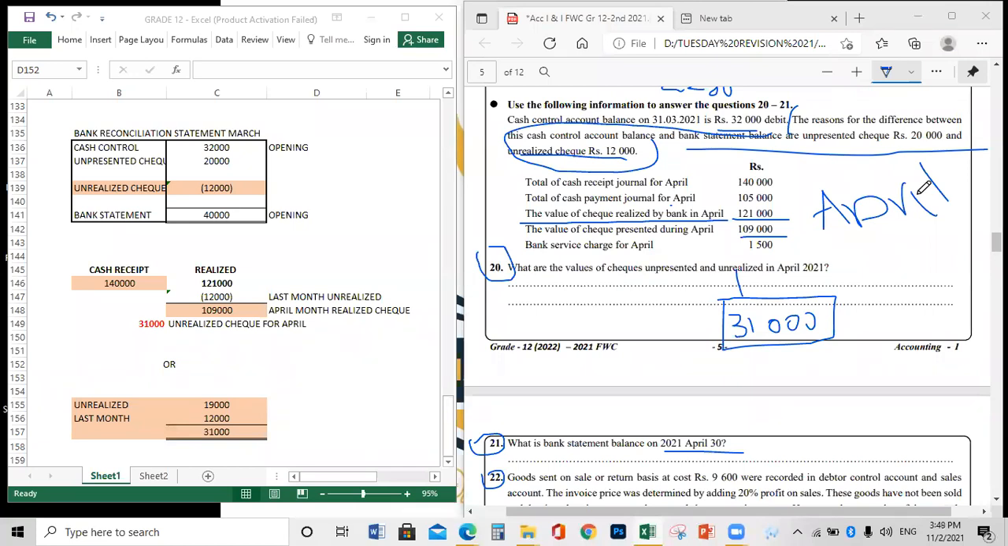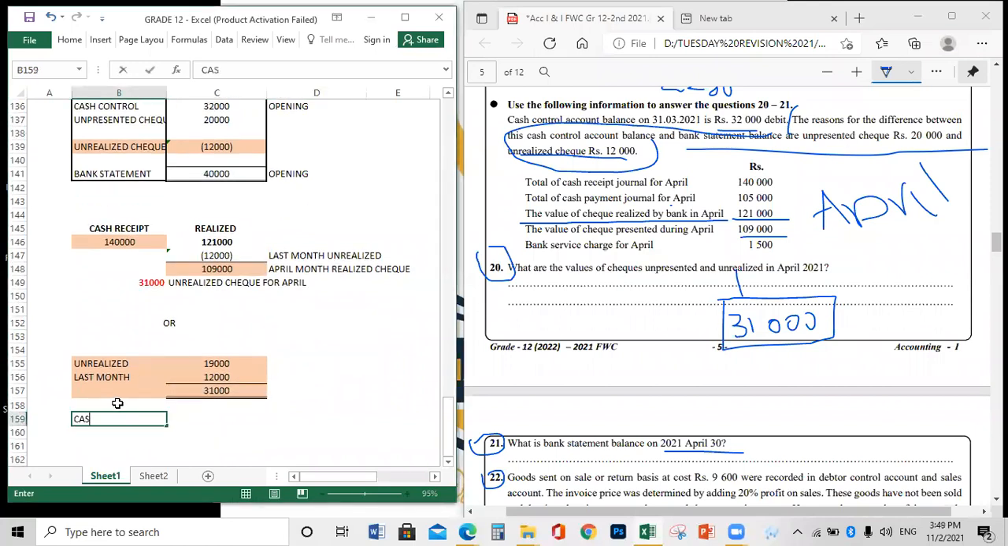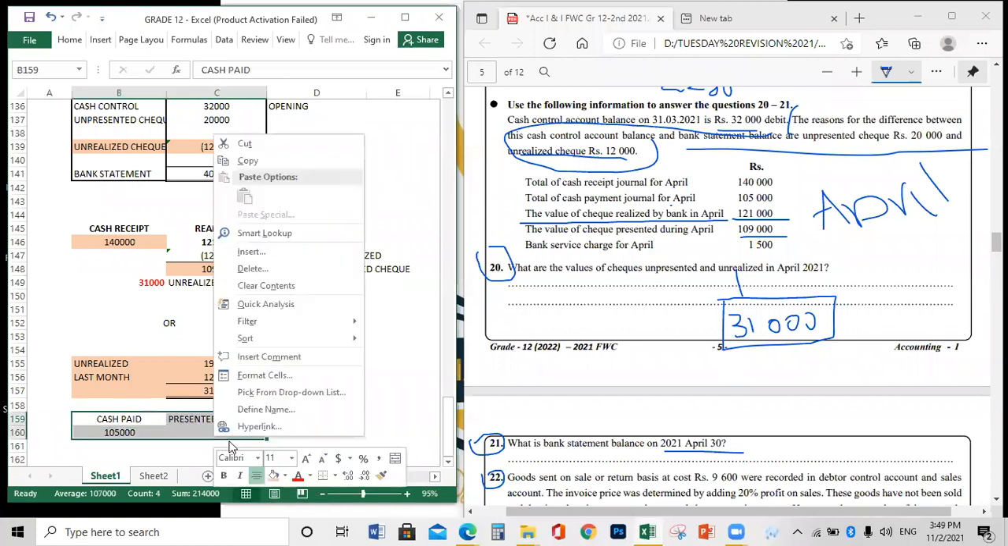Now, guys, see what you have to do. You have to see how much is the cash paid in the payment journal. In the payment journal, they have given you the cash paid amount. How much? 105,000. You have paid 105,000 cash. Out of that, now see how much is getting presented. They say the presented amount is 109,000. 109,000 is the amount presented.